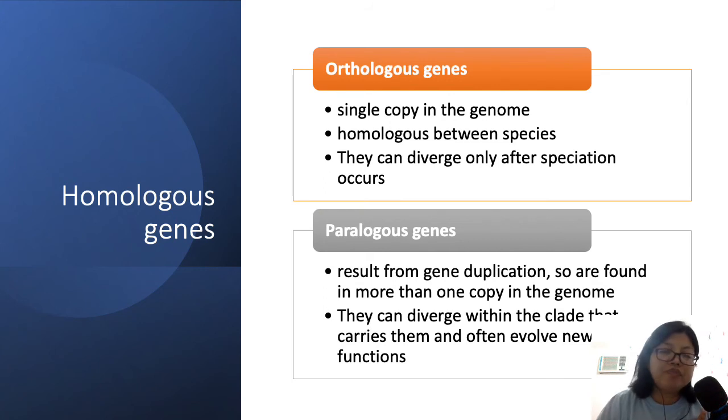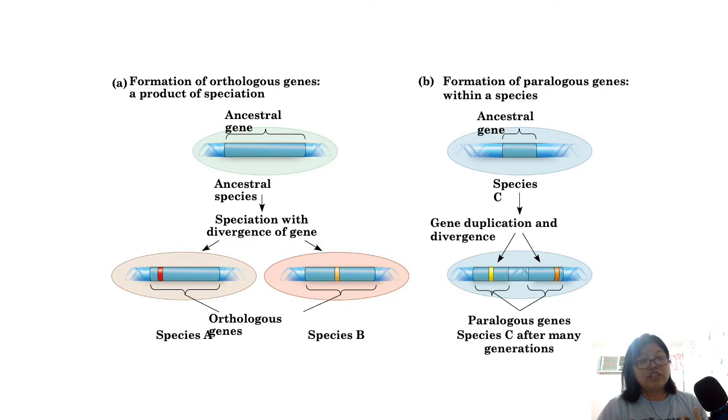To illustrate the difference between orthologous genes and paralogous genes, here is an illustration. The orthologous genes came from an ancestral gene that underwent mutation and speciation. So there is a mutation here, and then a mutation here, and another mutation here in species A and species B. This caused divergence or speciation of the organism. Now for paralogous genes, a single gene was duplicated in the same genome.